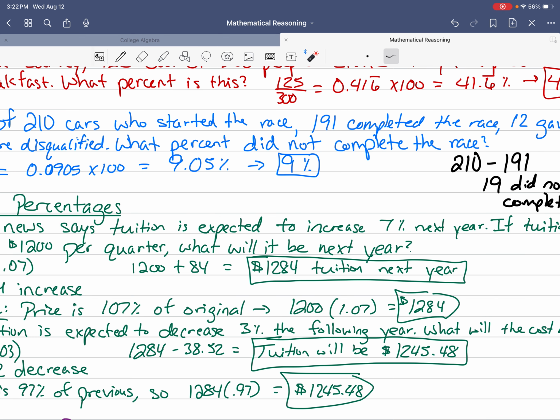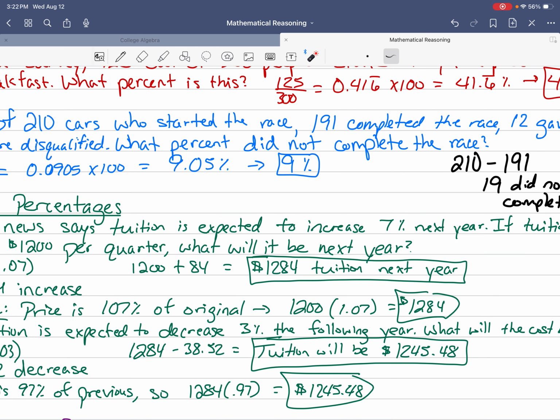So the price is going to increase by 7%. So what that means is that next year, our new price is 107% of the original. It's 100% of what the price was last year plus 7% more. So that's where we get 107%.